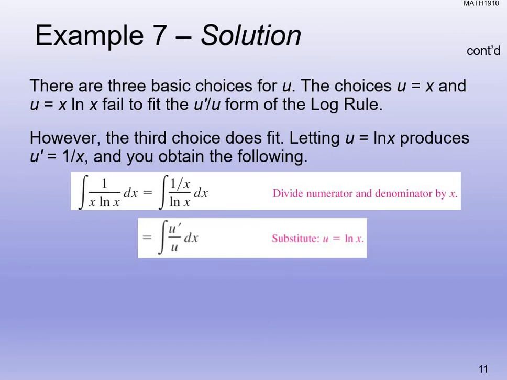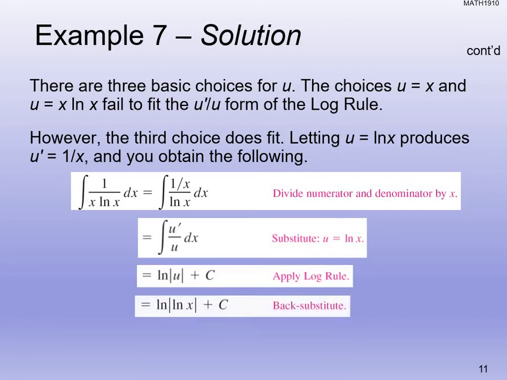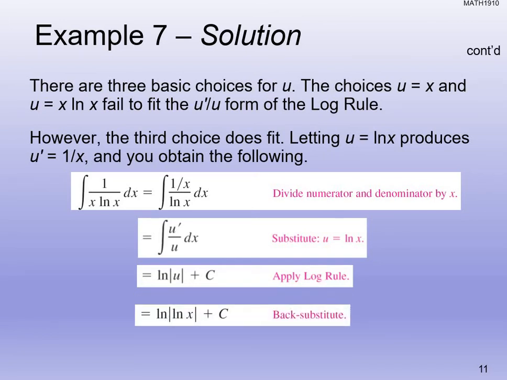So now we're in the form that we're used to. We've got u prime over u dx. When we do that, applying the log rule tells us that we get the natural log of the absolute value of u plus c. Now we have to replace our choice for u back in. So in this case, it's kind of weird, right? We have the natural log of the absolute value of the natural log of x plus c when we do this substitution back in.